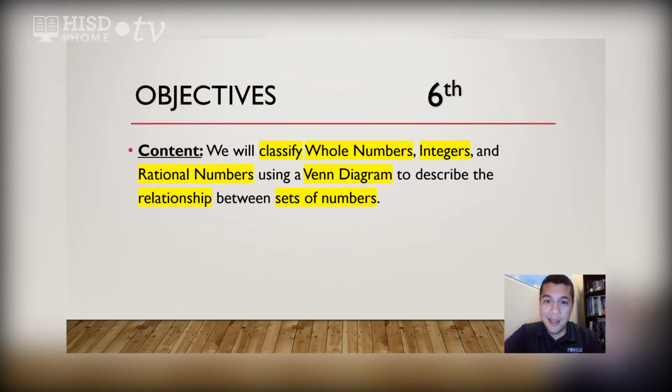So, let's begin our lesson for today. To start, we are going to set specific objectives for each of the middle school grades for today's lesson. For 6th graders, and you can repeat this after me, we will classify whole numbers, integers, and rational numbers using a Venn diagram to describe the relationship between the sets of numbers.